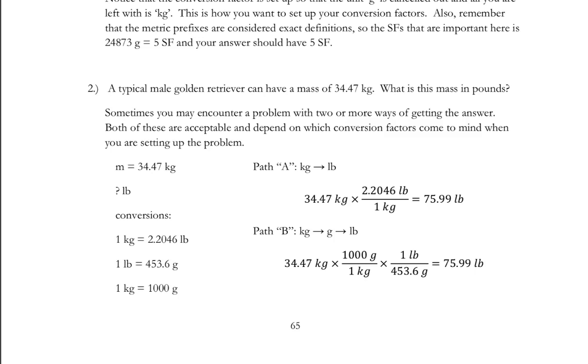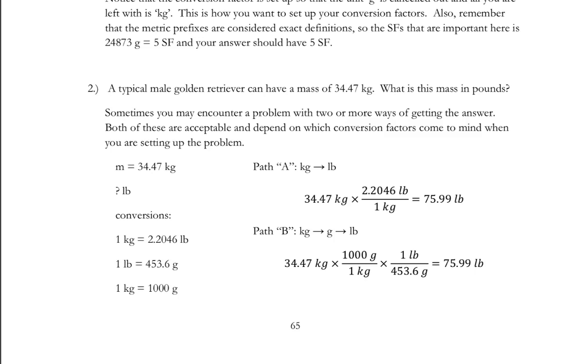So we start with our measured quantity, 34.47 kilograms. We write the next conversion, the kilogram to gram conversion. So we put the 1 kilogram in the bottom, 1,000 grams in the top. Next, we go from grams to pounds. So we put the grams in the bottom with 453.6 and the 1 pound in the top.